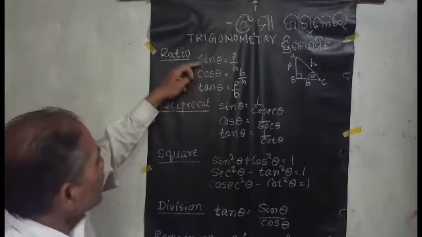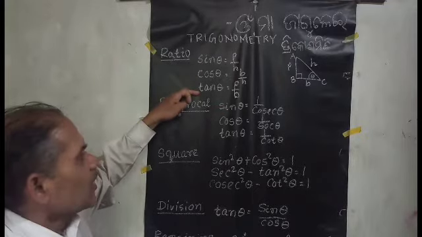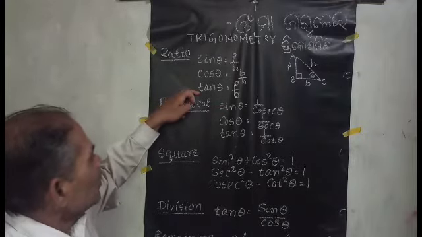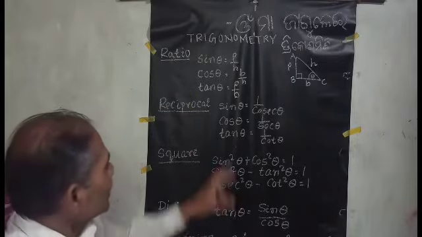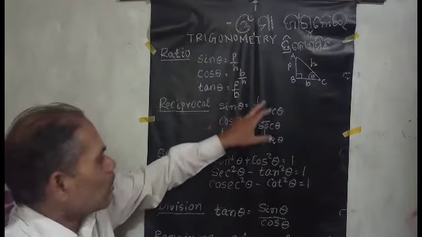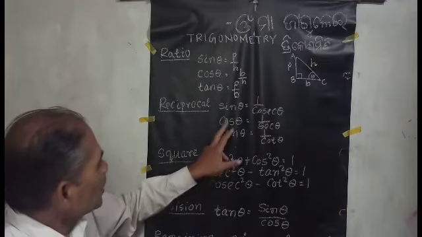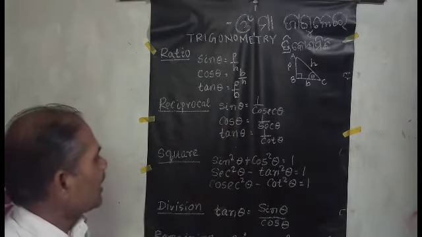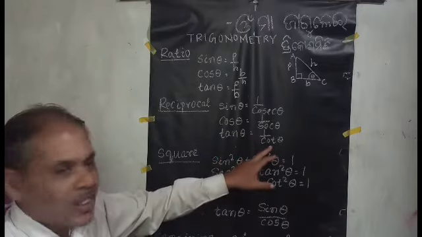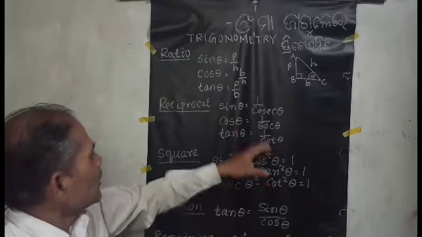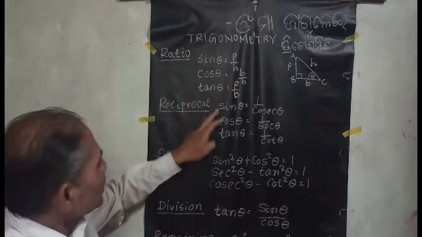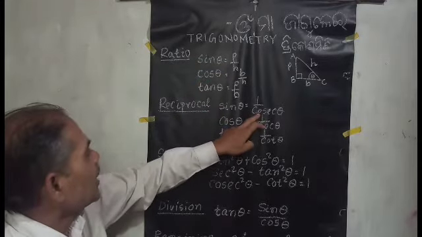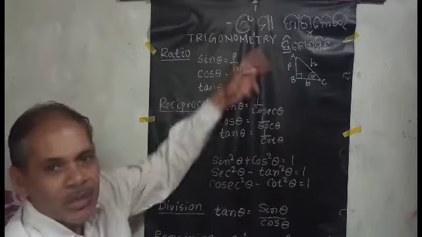This is all about sin, cos and tan theta. Then comes the reciprocal side. Sin theta is equal to 1 by cosec theta. Cos theta is equal to 1 by sec theta. Tan theta is equal to 1 by cot theta. Sin theta is equal to P by H, so its reciprocal is cosec theta. So cosec theta is H by P.